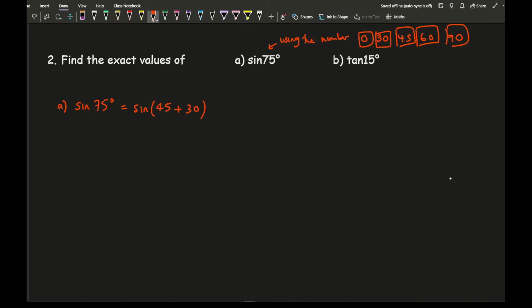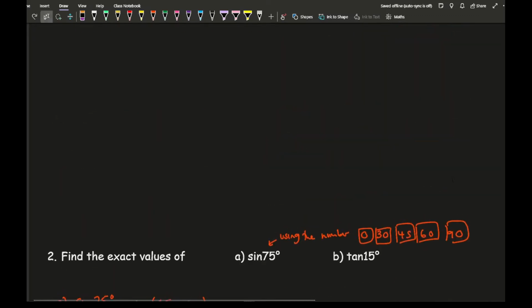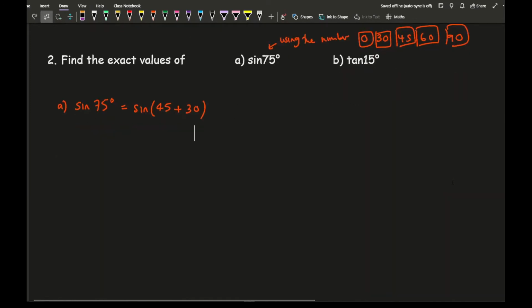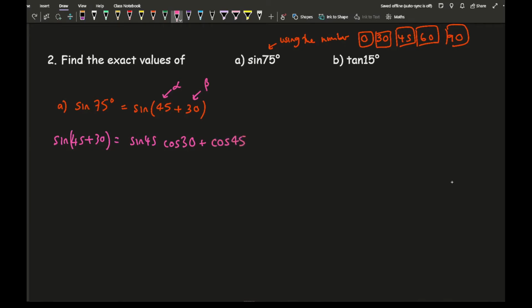Now from this, I can't just simply, like we showed in question 1 with the true-false, write this as sine 45 plus sine 30. I've got to use the compound angle formula. So using the compound angle formula, where 45 is going to be alpha and 30 is going to be beta, what I end up with is sine of 45 plus 30 is going to equal sine 45 cos 30. Now because there's a plus, I'm going to use a plus for this one, and I've got cos 45 sine 30.